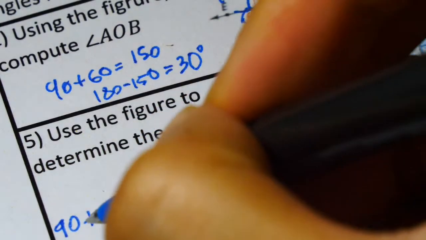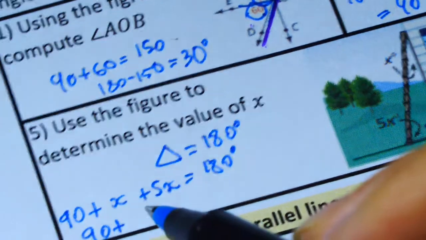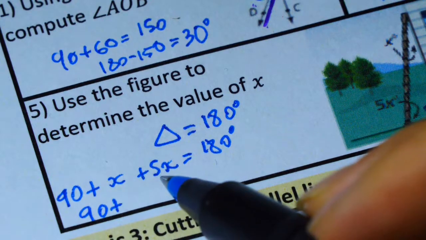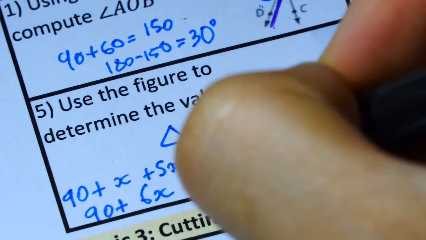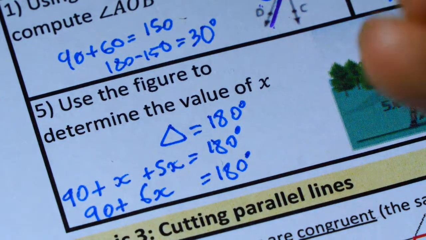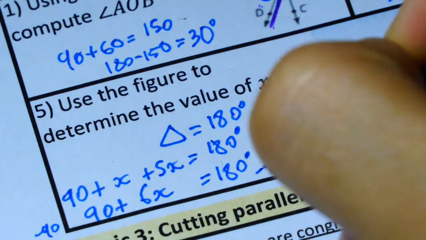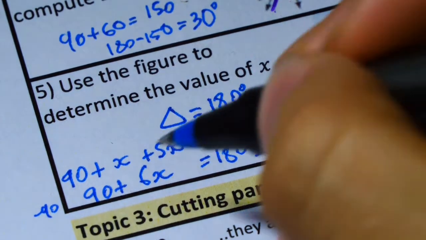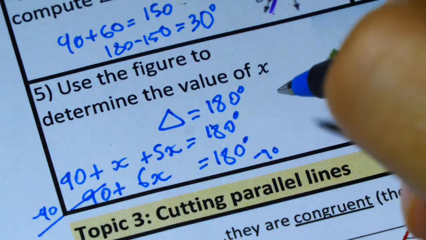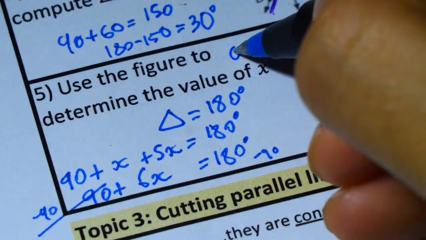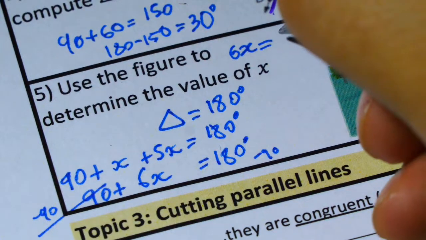I'm going to simplify this. 90 plus, how many x's do we have? We have 1x plus 5x, that's 6x. 90 plus 6x equals 180 degrees. Now I will minus 90 from both sides. Minus 90, minus 90. This will cancel. So we have 6x equals 180 minus 90 equals 90.